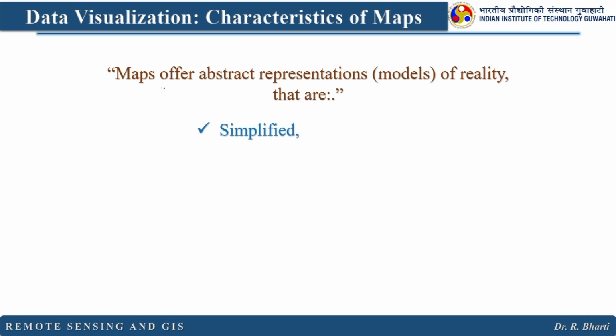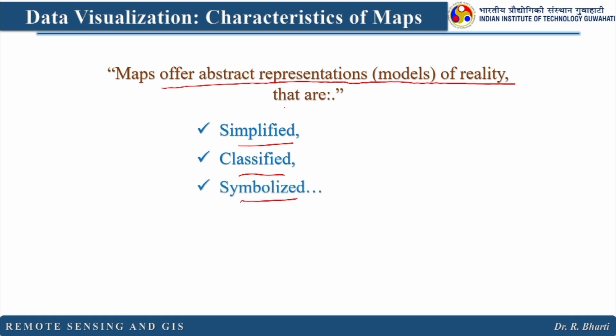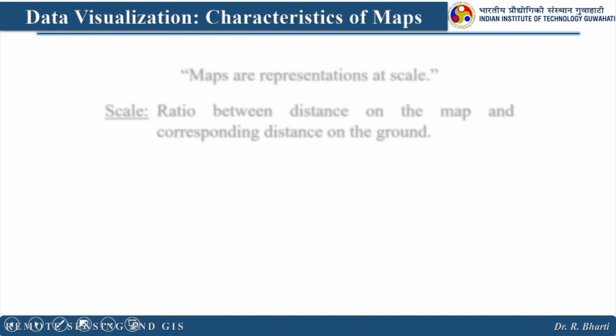So, a map offers an abstract representation of reality. So, first one is simplified, then classified and then symbolized. So, all these 3 different types you can use to represent your data in a map. So, maps are representation at scale that you have already gone through. I have explained all the different types of scales in my lectures.